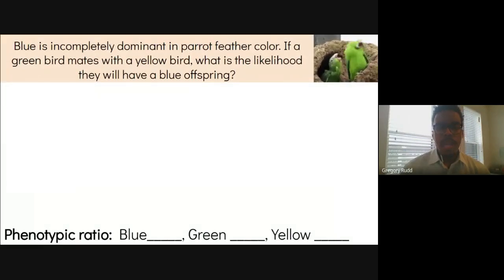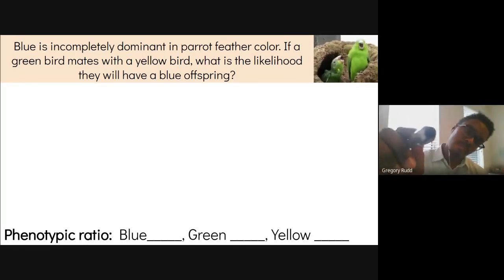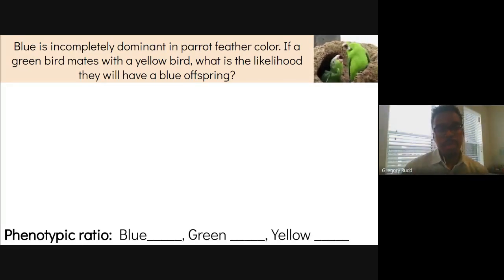So it says blue is incompletely dominant in a parrot feather color. If a green bird mates with a yellow bird, what is the likelihood that they will have a blue offspring? Blue is incompletely dominant in a parrot feather color.